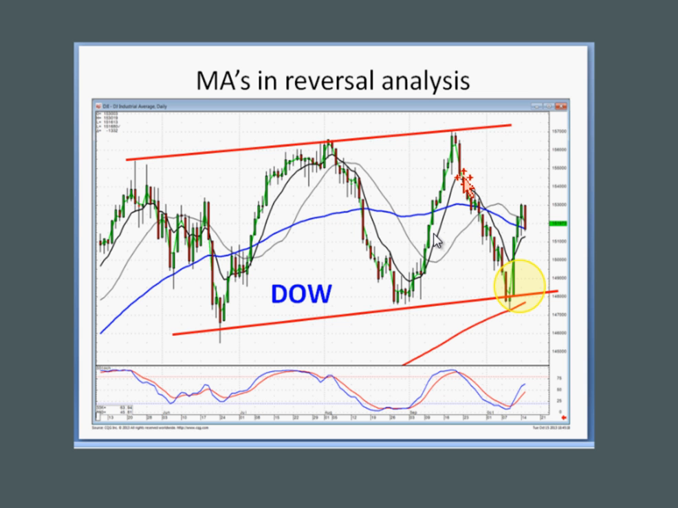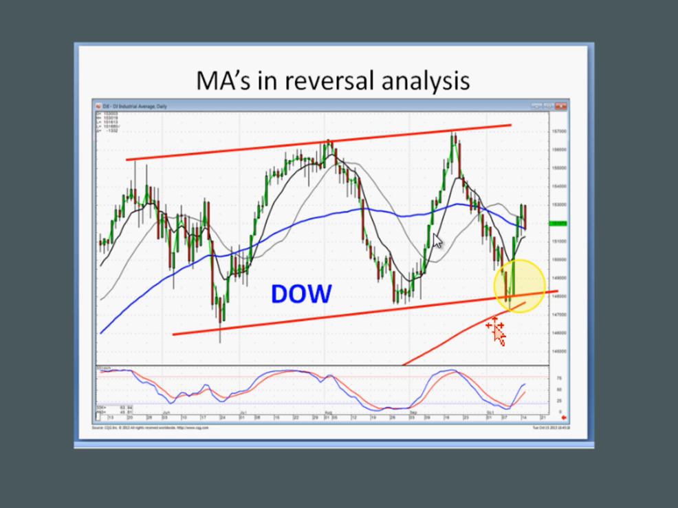Where are we heading to now? Back to the T-line. If it fails the T-line, now where are we going? Back here to the bottom of the trend channel. A morning star signal, not only at the bottom of the trend channel, but notice where they bounced off, right off the 200-day moving average.